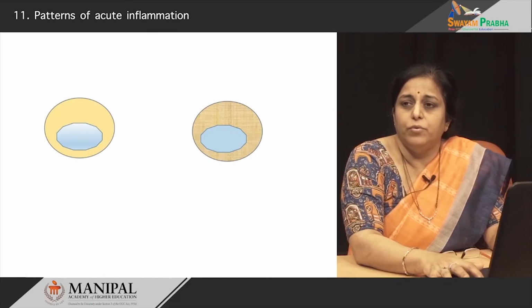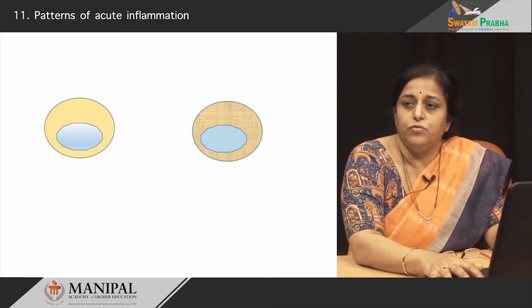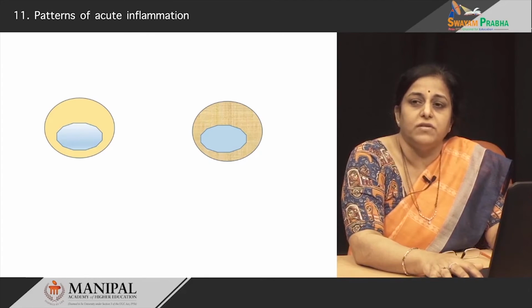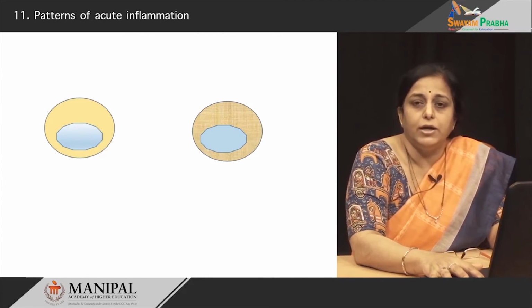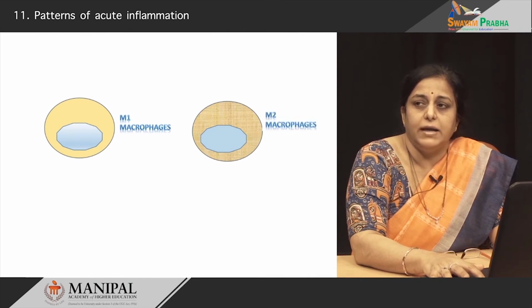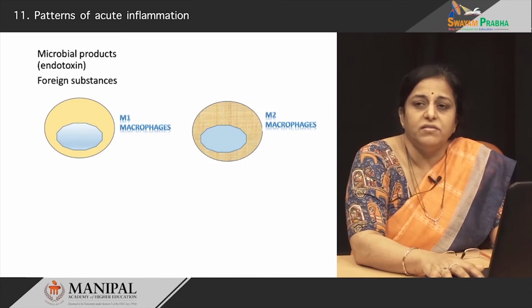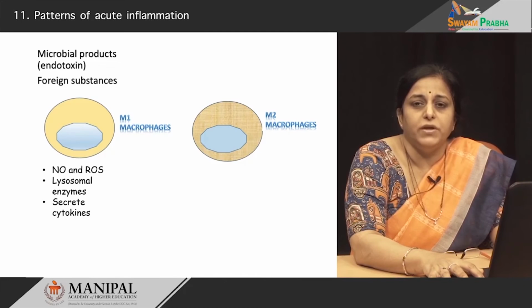So, we saw that both in acute inflammation and chronic inflammation, the macrophages were involved. So, is there any difference in the macrophages that you see in acute inflammation and chronic inflammation? It is now recognized that there are two types of macrophages, the M1 macrophages and the M2 macrophages. The M1 macrophages are the ones that you see in acute inflammation in response to microbial infection, foreign substances, etc. And then the function of the M1 macrophages is to eliminate the injurious agent.